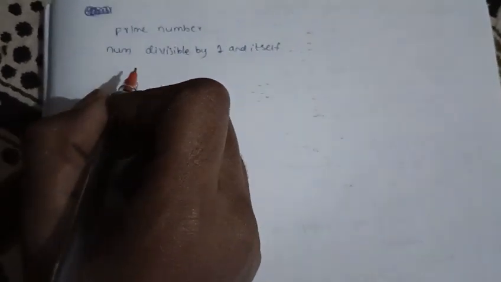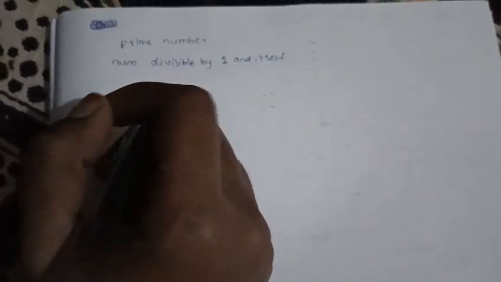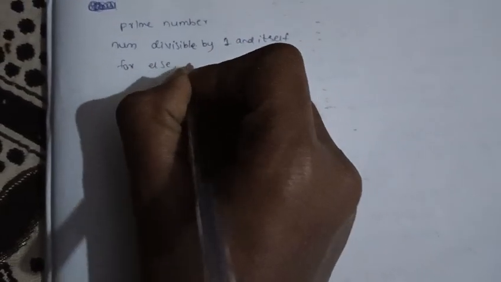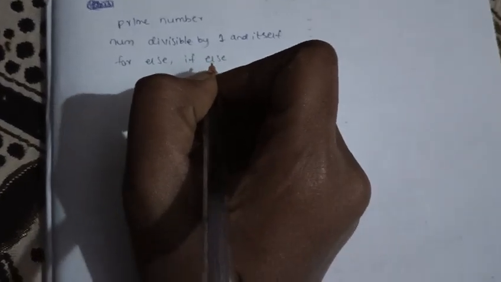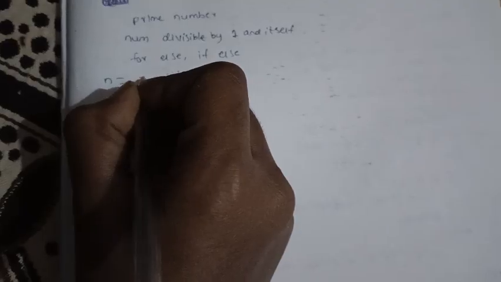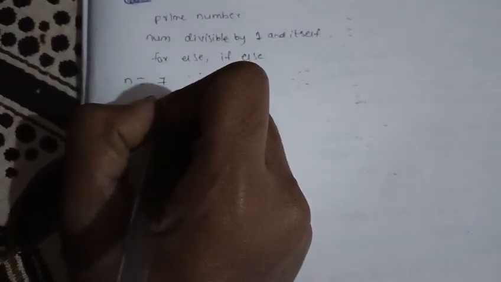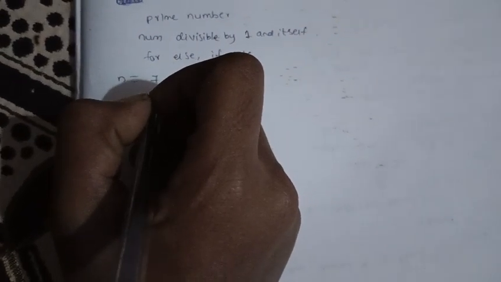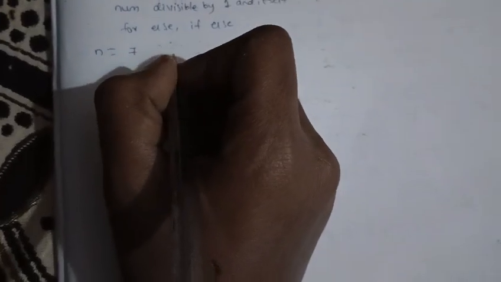Now let's write a program for this in Python using for else and if else. First of all, n is equal to 7. I'm taking the number as 7 here. If you want a number from the user, you can give an integer type of input, enter a number. Now I'm initializing a variable holding the value 7.